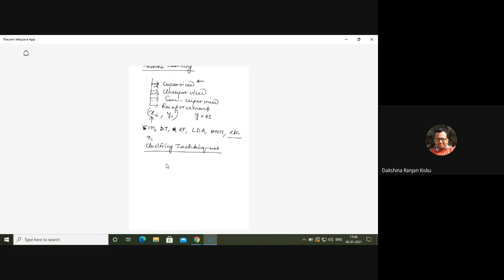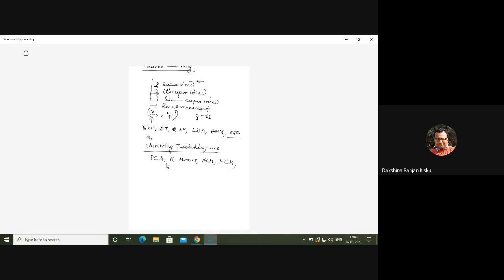So we can have different types of clustering techniques. We can have unsupervised learning techniques like principal component analysis. We can have the k-means algorithm. We can have the hard c-means algorithm, HCM. We can have the fuzzy c-means algorithm. So these are the clustering techniques which come under the unsupervised learning techniques.